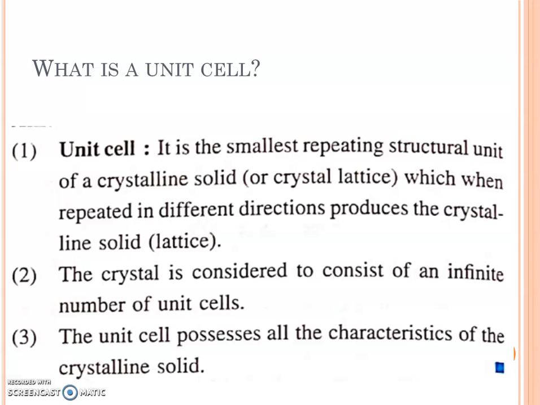What is a unit cell? See, this question can be asked for 1 mark or 2 marks. For the unit cell, first you have to define the unit cell and after that you have to tell its properties, at least 1 or 2. The definition of a unit cell is: it is the smallest repeating structural unit of a crystalline solid which when repeated in different directions produces the crystalline solid lattice.